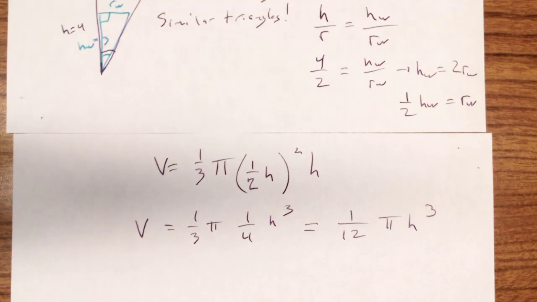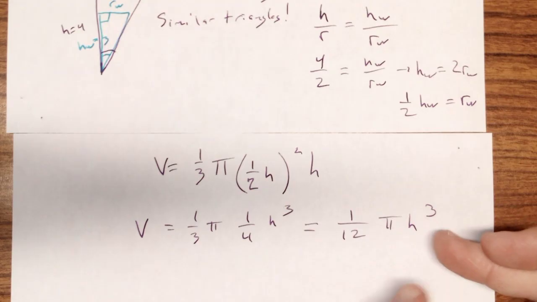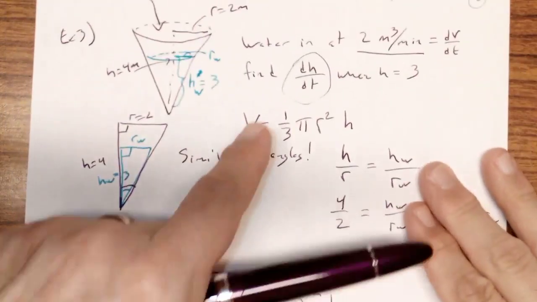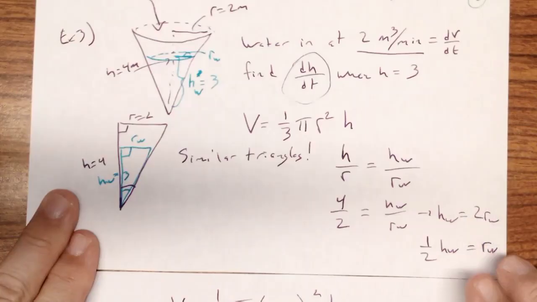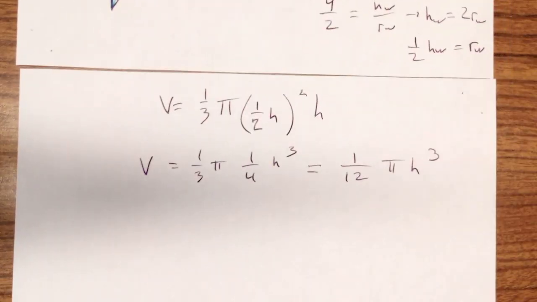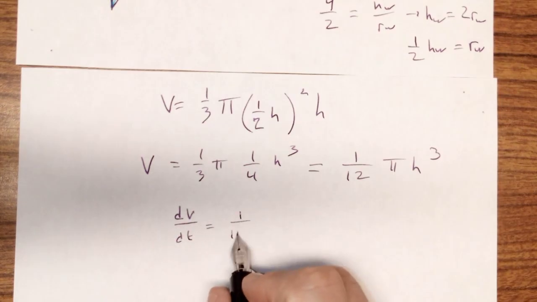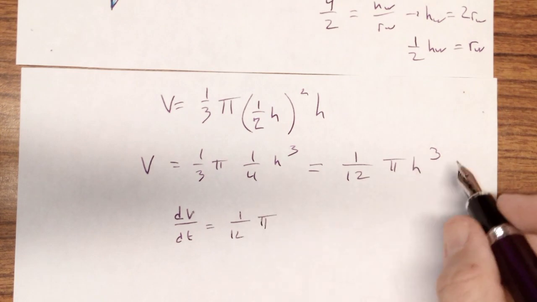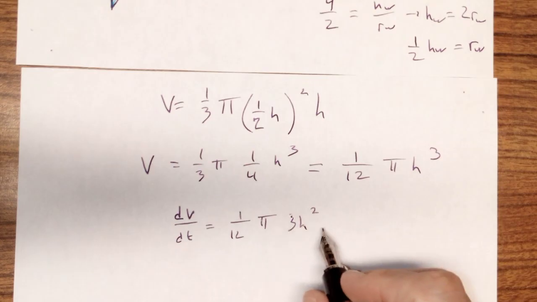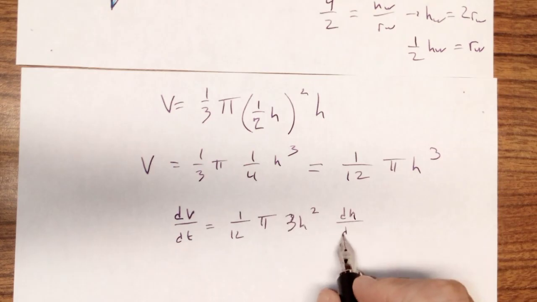So this is what the book meant by, if necessary, use the situation to eliminate one of the variables. I can't have calculus with 3 variables in it yet, not until we get to Calc 3. We're not there now. But now I have something about H and V, and since I want dH dt, and I know dV dt, I can take my derivatives in time. dV dt is 1/12 times pi times the derivative of H cubed, 3H squared, but wait, there's more, dH dt.